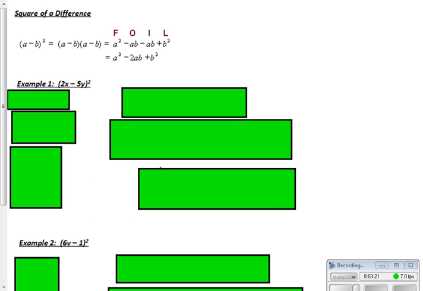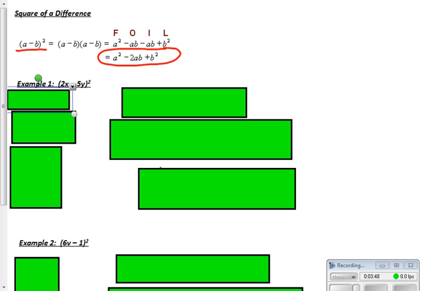Next couple problems, we have a square of a difference. When you see a problem where they have (a - b) squared, again you're going to use your same technique. The only difference is that when you FOIL things and simplify, your equation changes a little bit in comparison to the first equation that you dealt with.